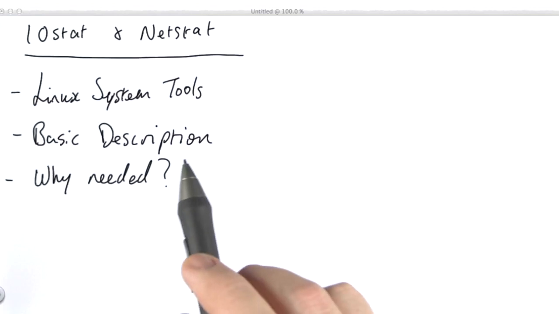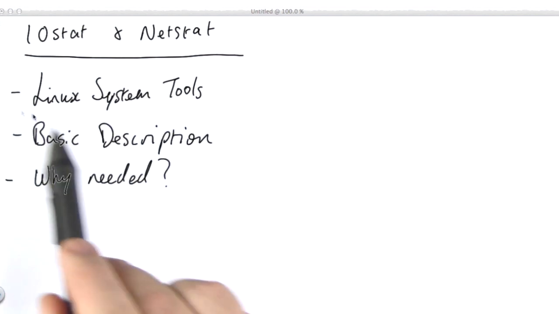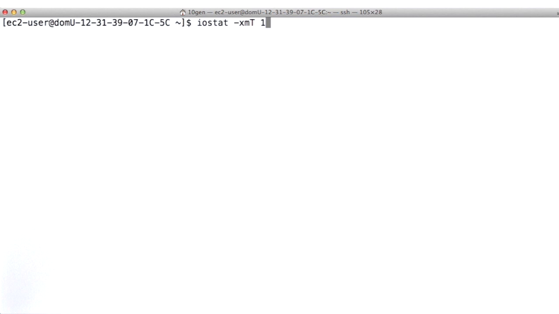In this lecture we're going to talk about iostat and netstat. Now these are not actually MongoDB specific tools, these are just Linux system tools. What we're going to do is a basic description, give you an idea what they look like, what some of the fields mean, and why you might need them. First up we'll cover iostat.